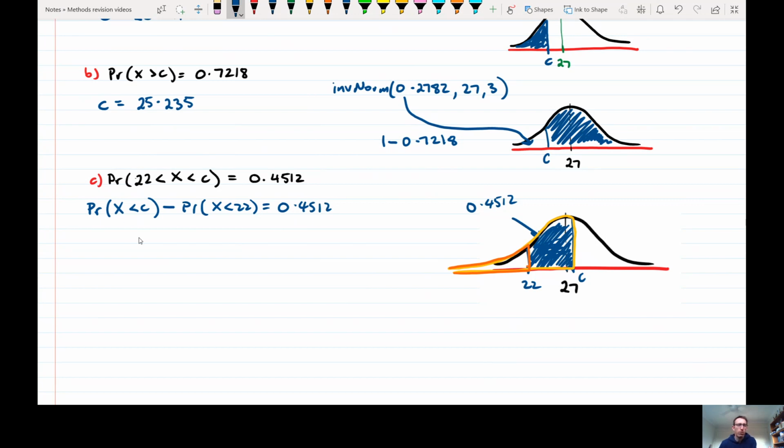And it's a matter of now solving to get the probability of X being less than C by itself. And that's 0.4512 plus the probability of being less than 22. I have enough information to calculate this. That's going to be using our norm CDF function because I have the variable value. I know the mean, I know the standard deviation. So let's do that quickly. We're going to put this in our calculator.